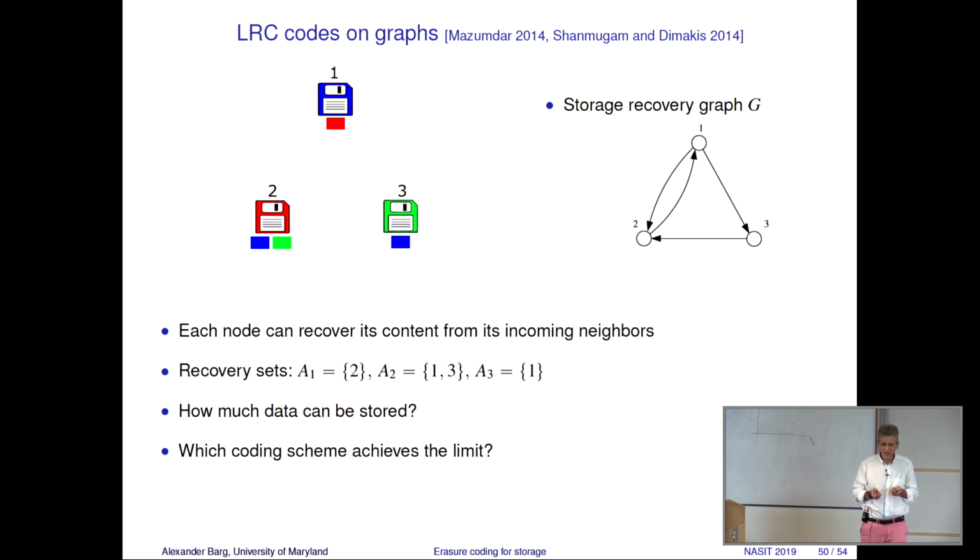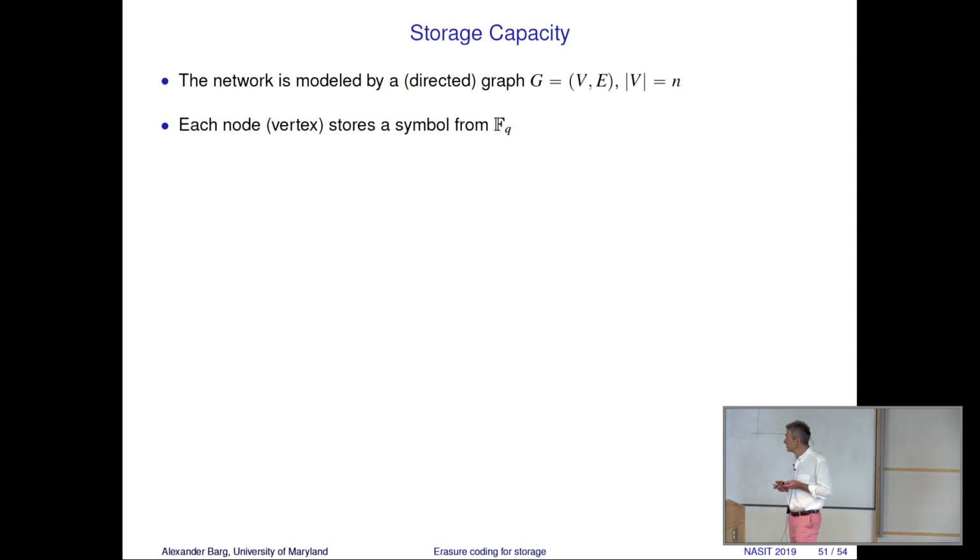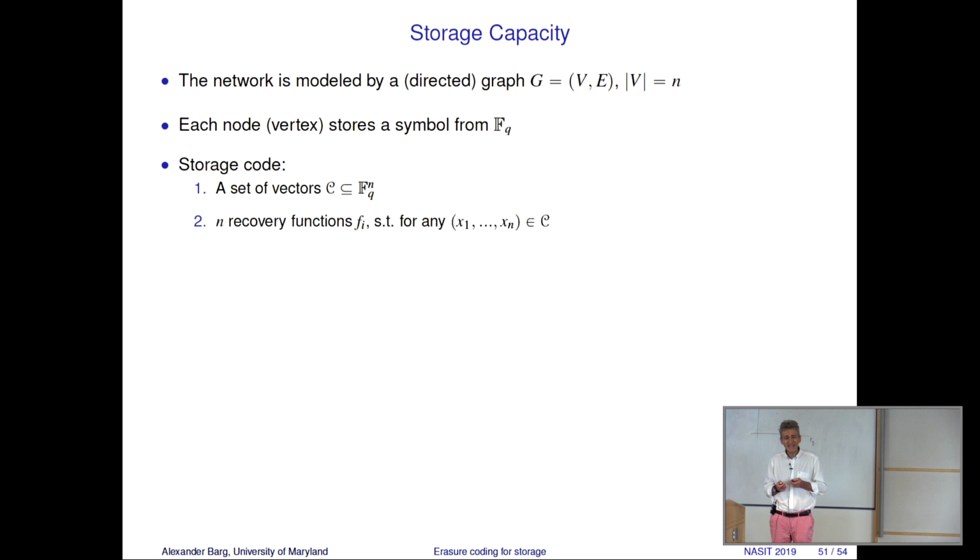And which coding scheme achieves the limit? So, the question of storage capacity. The network is defined by a directed graph, V, E. There are n vertices and a set E of edges. Each node stores a symbol from F_q, and a storage code is a set of vectors of length n. Each coordinate of the vector assigns a symbol to a vertex in the graph.